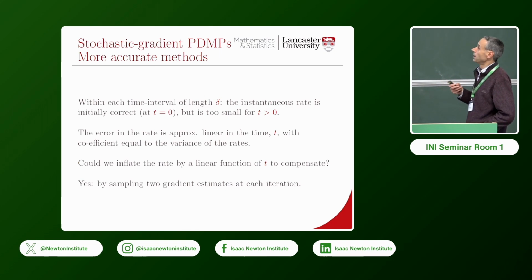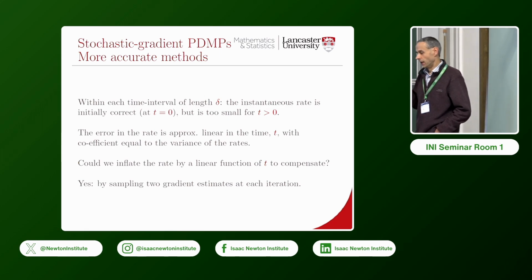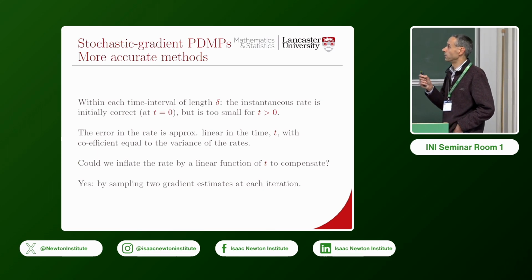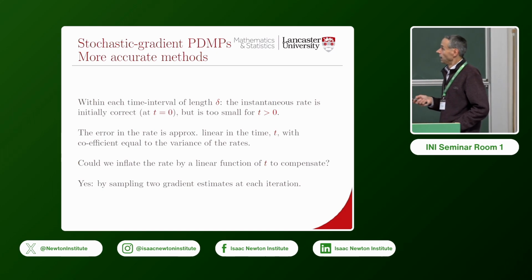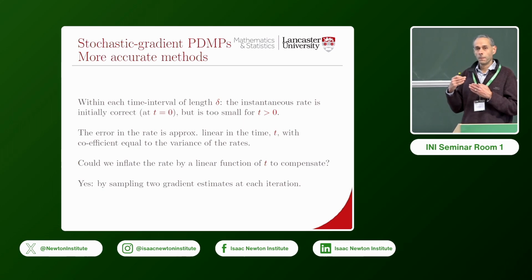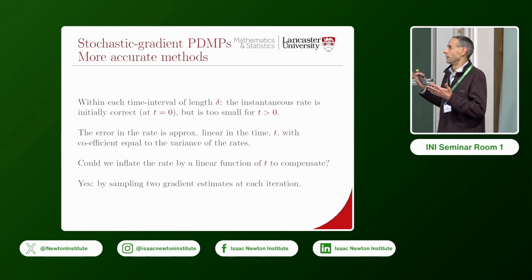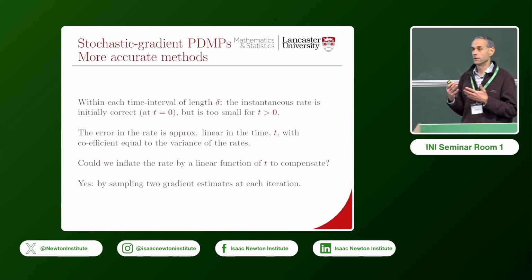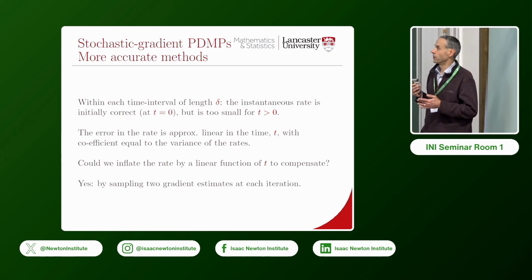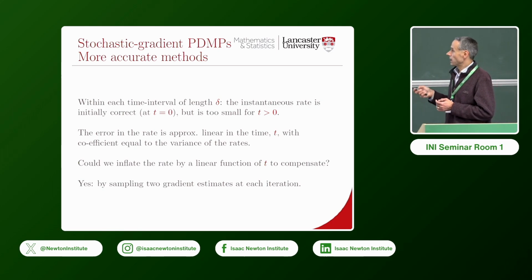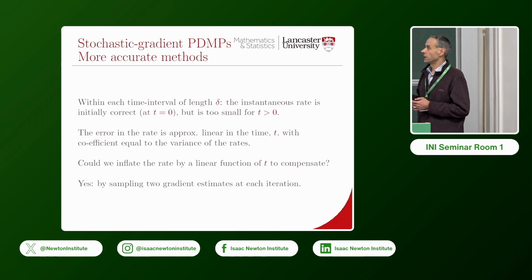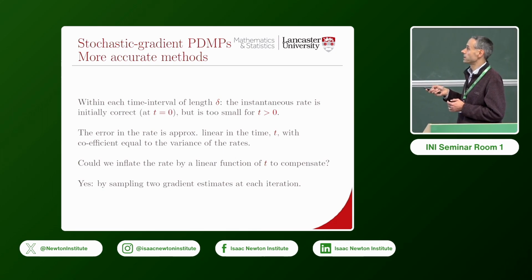Now, in terms of the downward bias that comes from how we're doing the subsampling, or the fact that we're just choosing a single data point and fixing it for the interval length delta, you can look to see what the error is. To first order, the error is linear in time, and the coefficient is equal to the variance of the rates, the lambda i's, that I had. So this suggests maybe we could try to inflate the rate at which we're simulating events by a linear function of t to compensate for this effect.